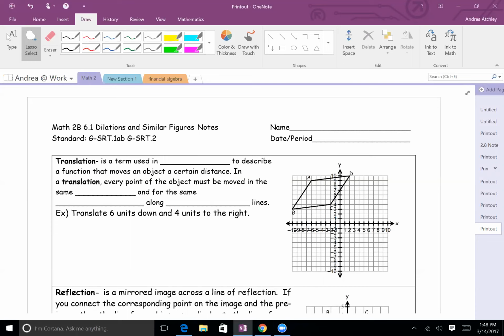Okay, translations can also be used in animation to make a character move, walking, talking, things like that. They'll use a translation.